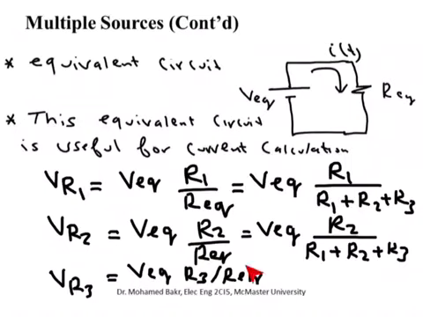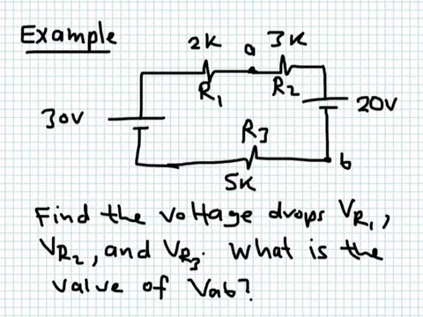The same thing will happen with R3. There is no difference. So you can see each one of them takes a ratio of the voltage. And when you sum these ratios, you have R1 here, you have R2, you have R3. You end up getting 100% of the equivalent, as expected.